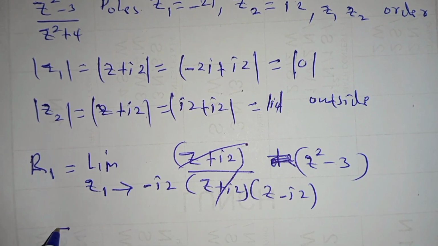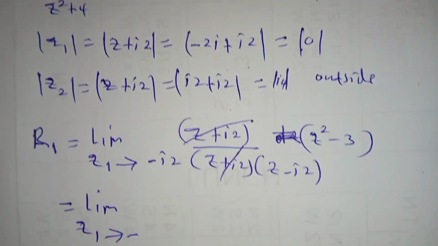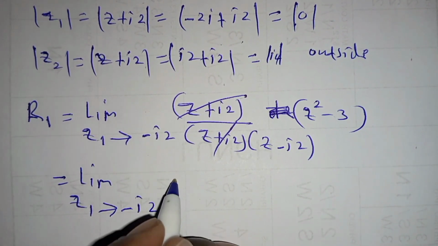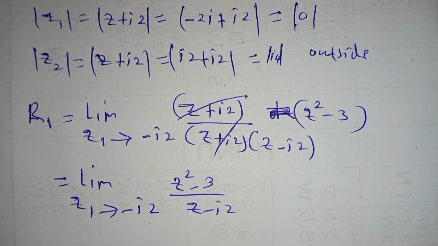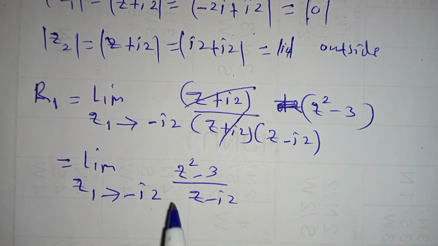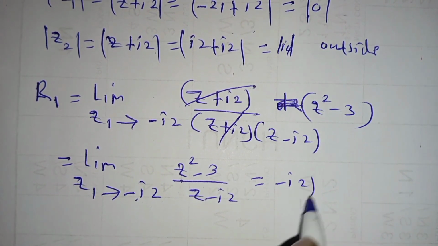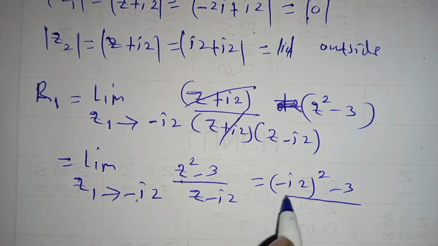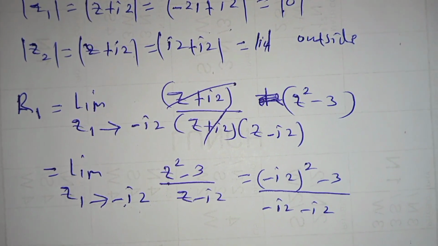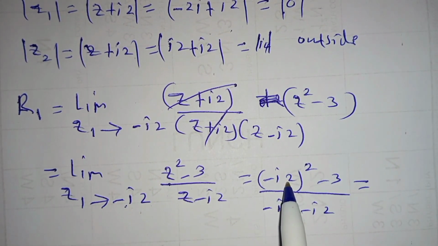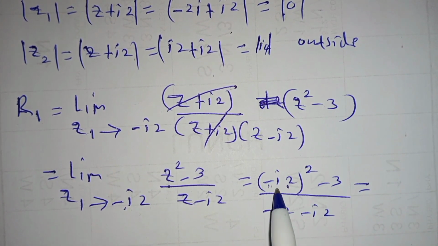So that now you are going to be left with the limit as z tends to negative 2i of (z squared minus 3) divided by (z minus 2i). Where you have z, you introduce negative 2i. So this will be negative 2i squared, minus 3, divided by negative 2i minus 2i. 2 squared is 4, and i squared is negative, so here we will have negative.